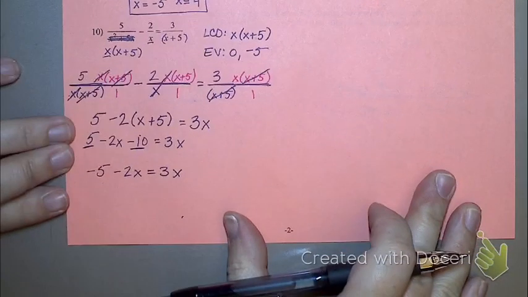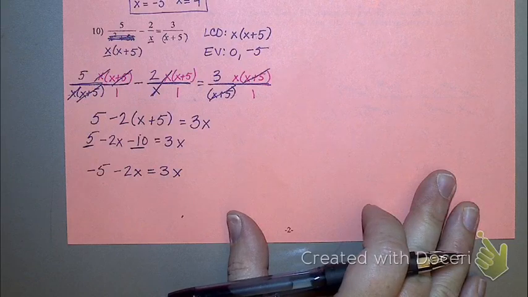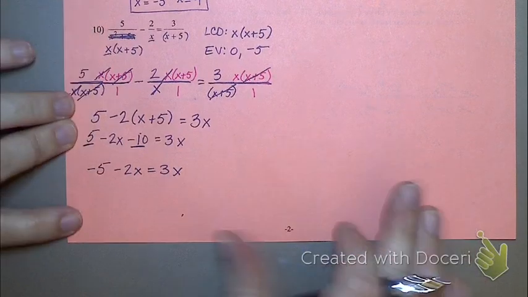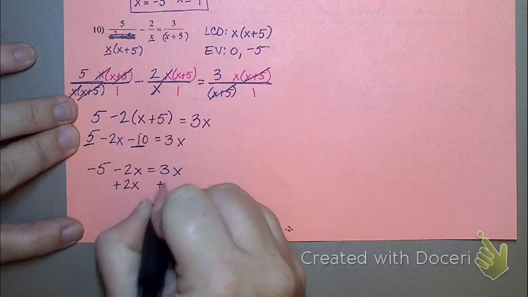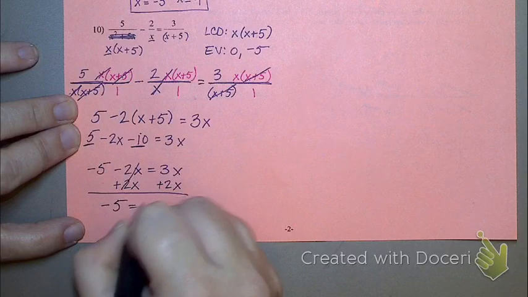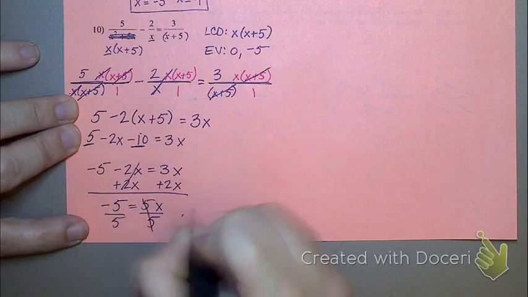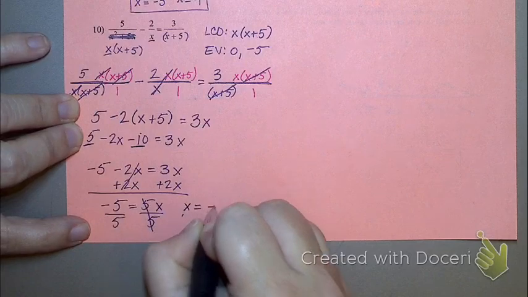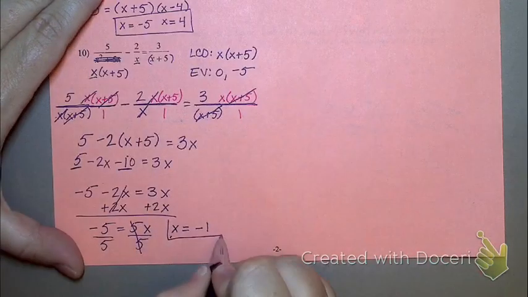Do I have an x squared? I don't, do I? So I just want to get x's together so I can get them by themselves. So I'm going to add 2x. So negative 5 equals 5x. Divide by 5, and what does x equal? Negative 1. Is that any of my excluded values? No. Nope. So my answer is good.